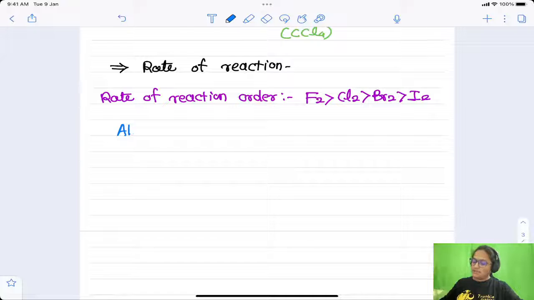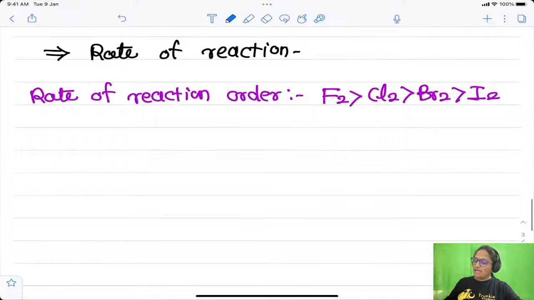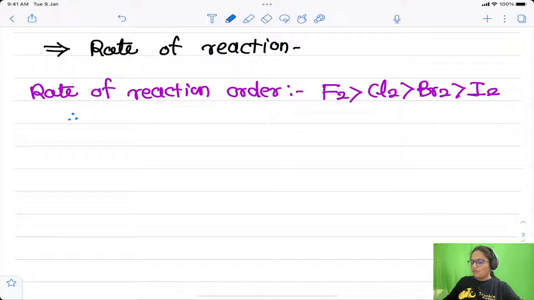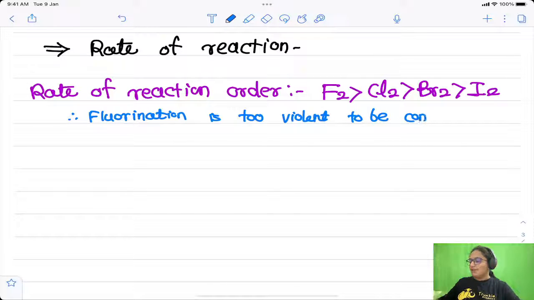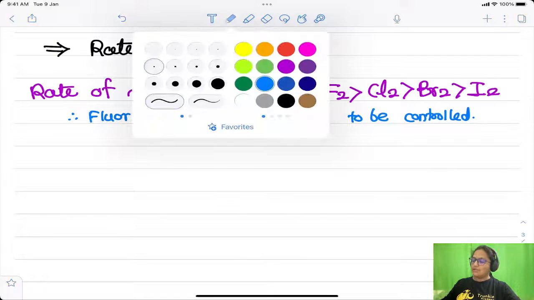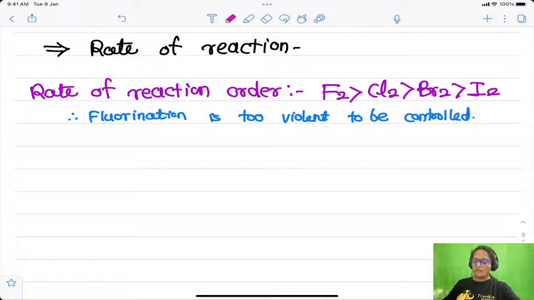Yes, one more thing about rate of reaction. As fluorine is the most reactive in this case, fluorination is very violent, too violent to be controlled. We cannot control the reaction, and a tremendous amount of heat will be produced. Therefore, fluorination is not practically performed.